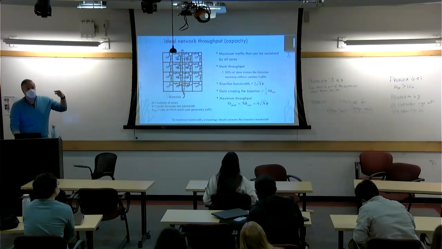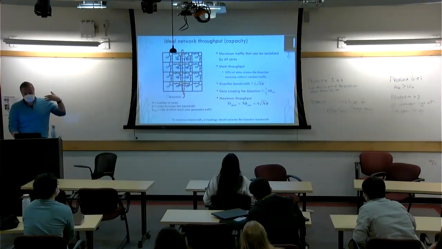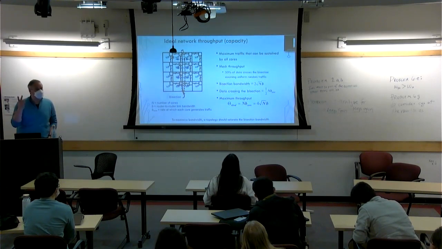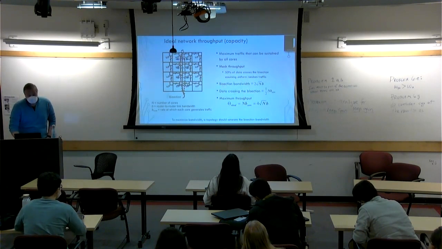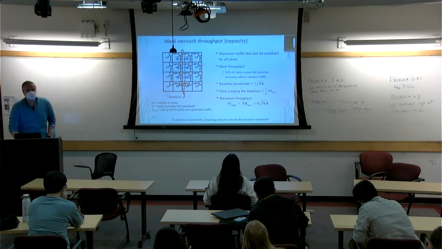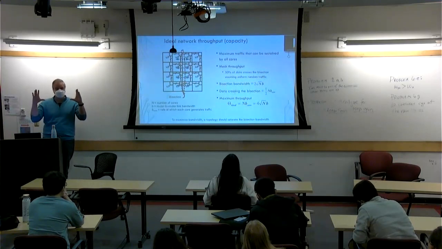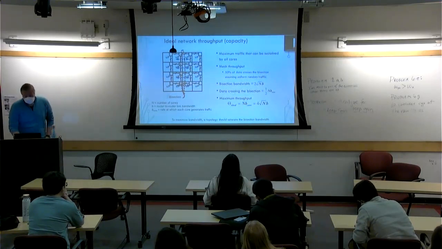So each direction of the blue arrow is basically B, right? I have two directions across the cut. One direction is this way, another one is that way, so it's 2B. And then I have square root of n of these bidirectional channels, where n is the total number of cores. This is just by the square organization of the whole thing, right?